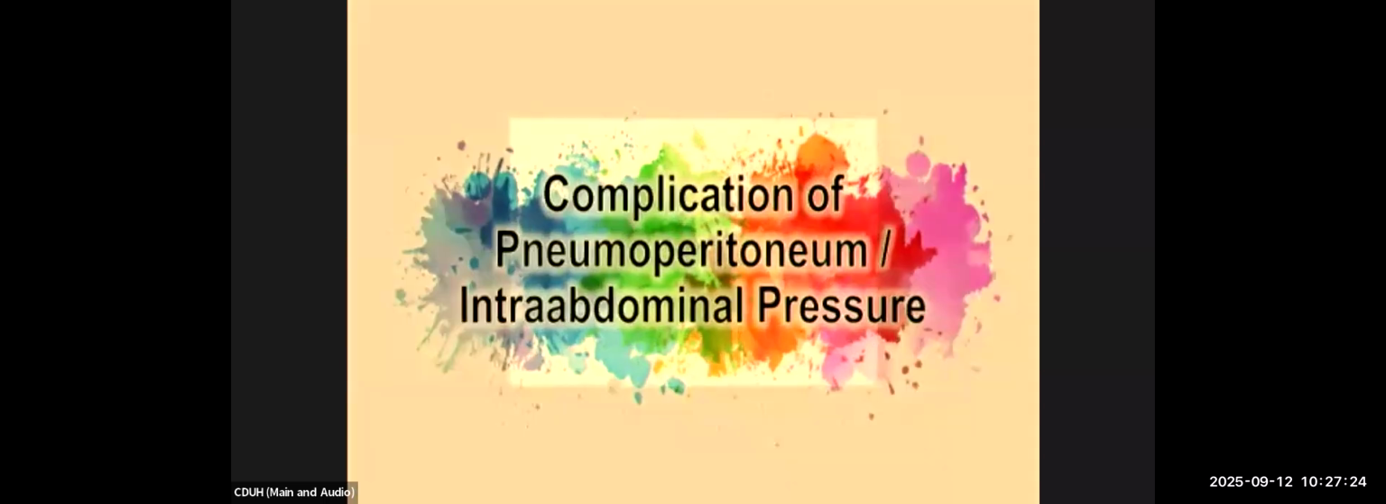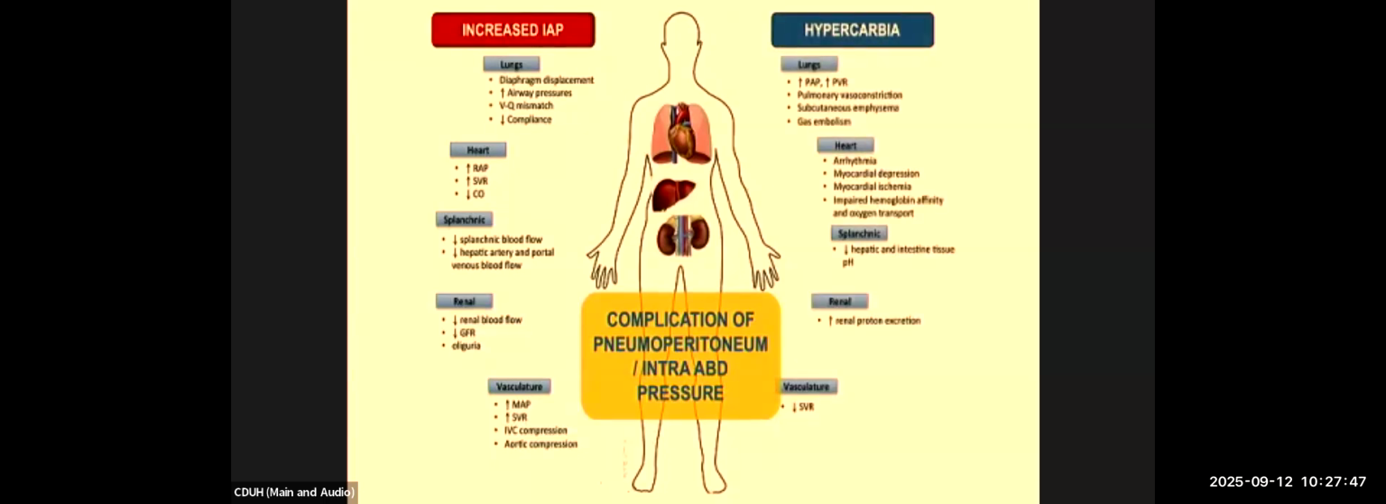So just a quick one, complications of pneumoperitoneum or intra-abdominal pressure. Basically, we divide into increased intra-abdominal pressure effects from the lung, from the heart, and then from the splanchnic and also the kidney, and others as well. And next, we don't forget it will cause hypercarbia as well.